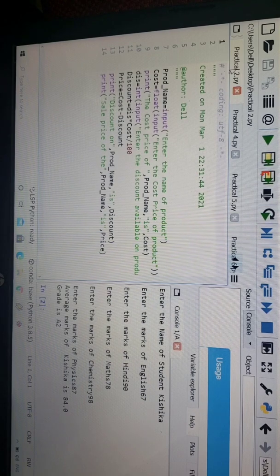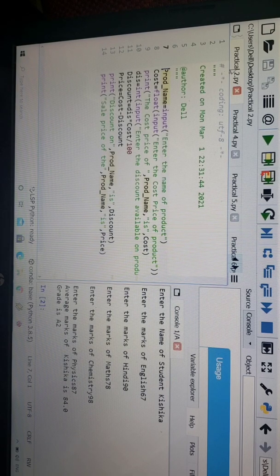This is your practical number 2. In this, what you have to do, you have to find the sale price of an item. Cost will be given and discount is also given to you. So the very first variable which I have taken, that is the name of the product. Again, this is optional because it is not asked.